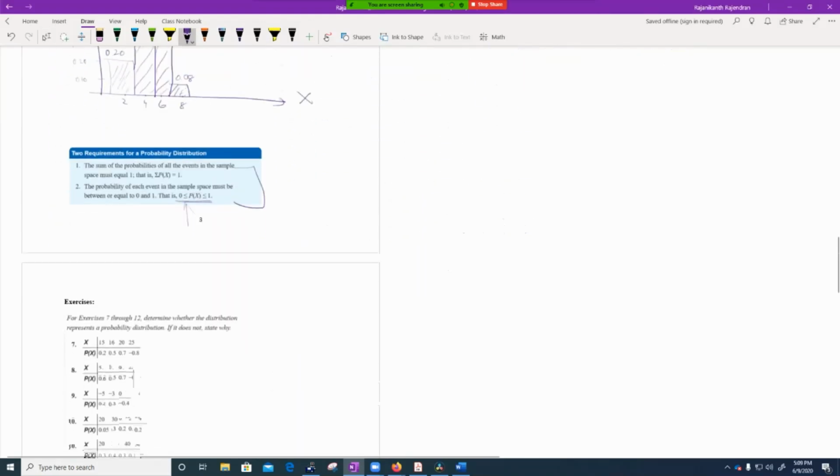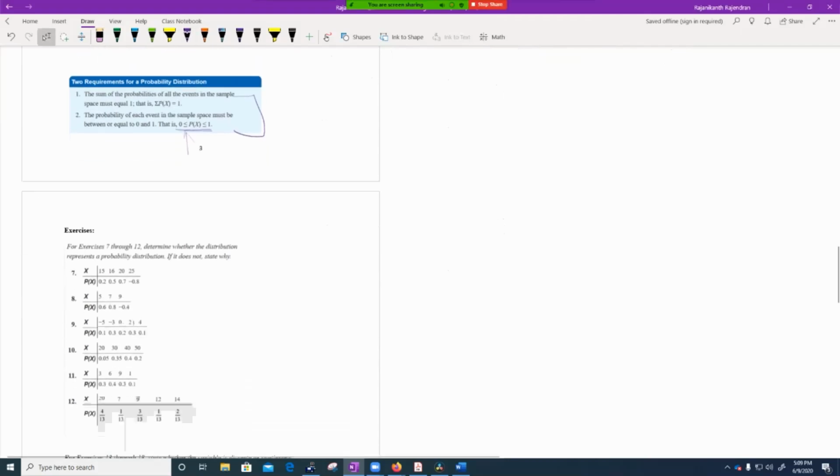So I have already explained these two properties. When you are asked to make a probability distribution table, after making the table, make sure that these two conditions are satisfied, right? If it is not satisfied, then it is not going to be a probability distribution table. Okay.